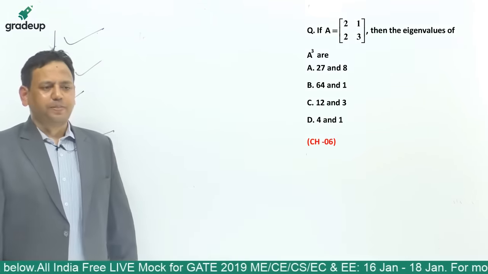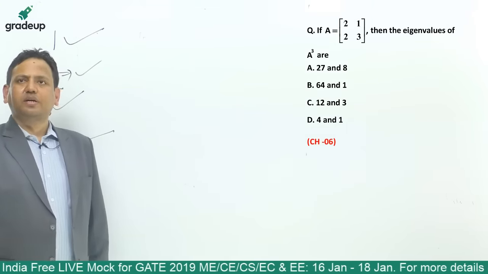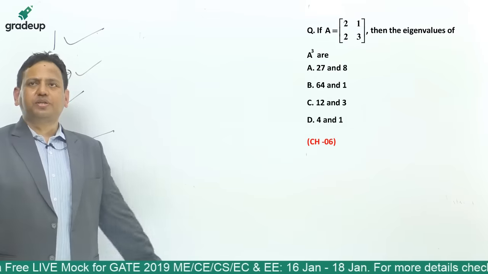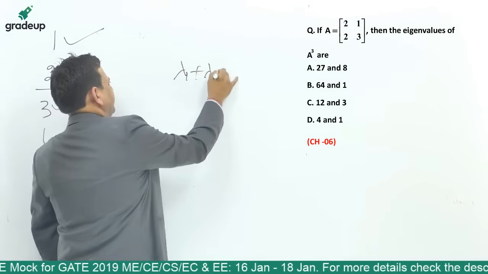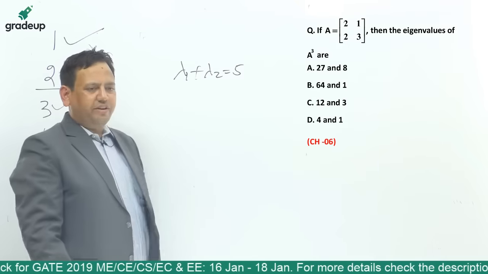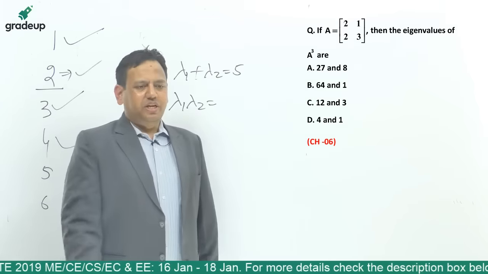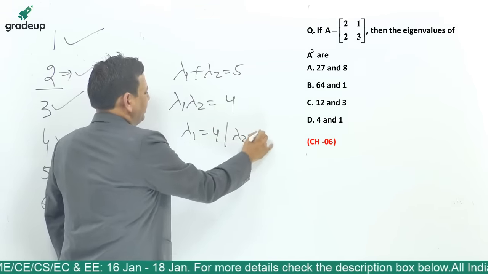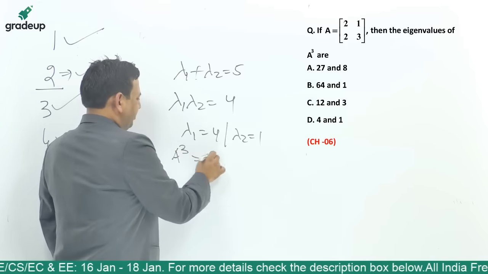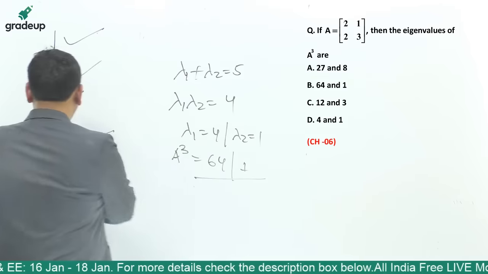Now this question. Yeah, 0, perfectly fine. Now we are saying lambda 1 plus lambda 2 is equal to 5 because of the sum of the diagonal elements, and lambda 1 into lambda 2 is what? 6 minus 4. So it means lambda 1 would be equal to 4 and lambda 2 is equal to 1. So what about A cube? It would be 64 and 1. That is my answer. So B, Bombay is the correct answer.